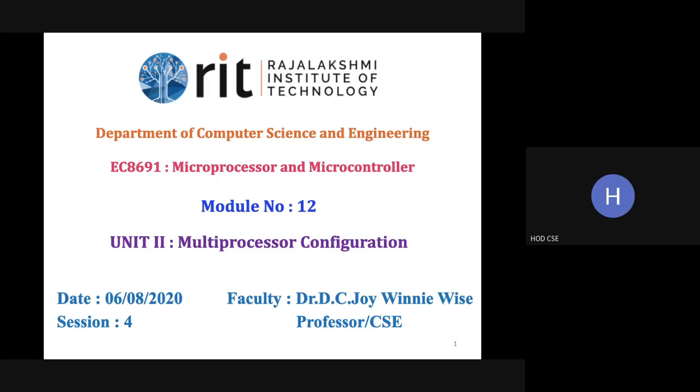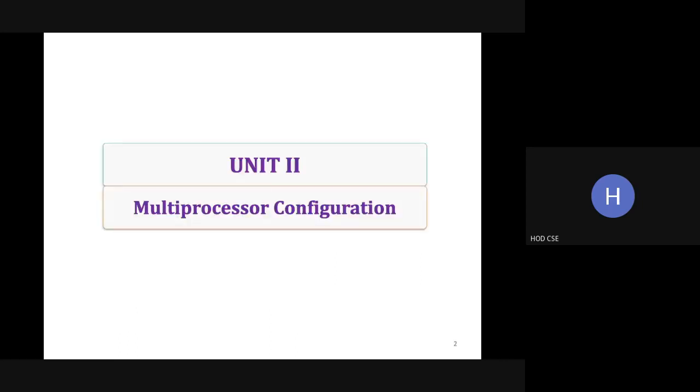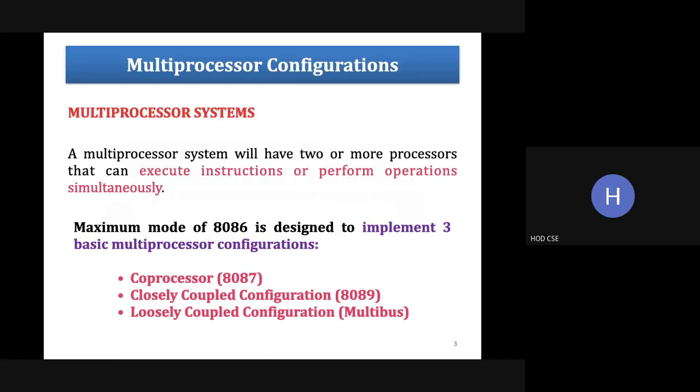In today's class, we are going to see about the multiprocessor configuration. As we all know, 8086 is a 16-bit processor and it can operate as a uniprocessor and also as a multiprocessor. In multiprocessor mode, the main processor 8086 will have other processors attached to it. That is, 8087 is a mathematical coprocessor which is used to perform mathematical operations, and 8089 is an I/O processor which is used to control all the devices.